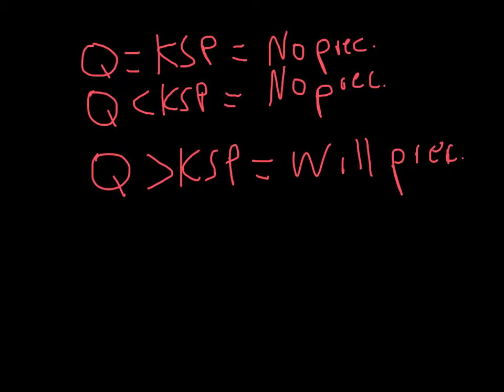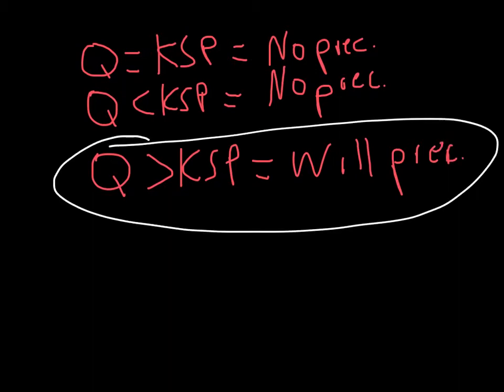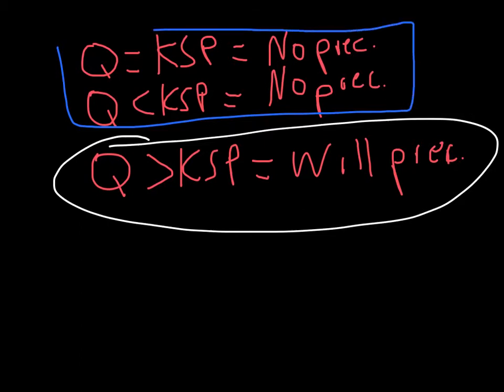So this is what we're mostly concerned with. If we find when we do our problem that the Q value is greater than the KSP, that means that there is a precipitate that forms. If it's any of these two right here, that means no precipitate forms, and you can answer that as no reaction. Now we'll start the problem on the next page.